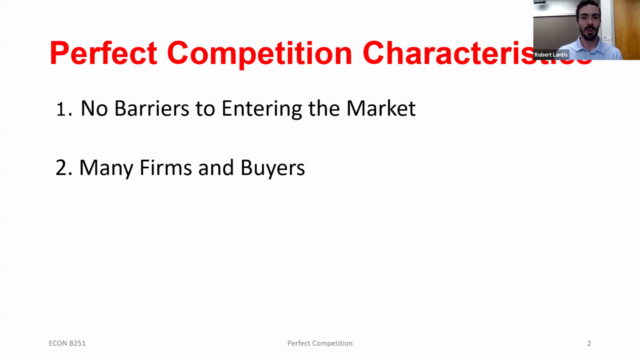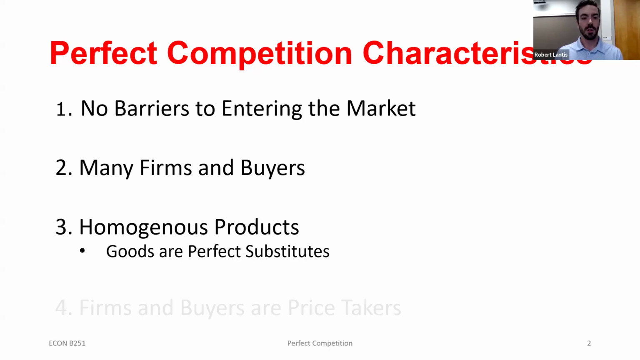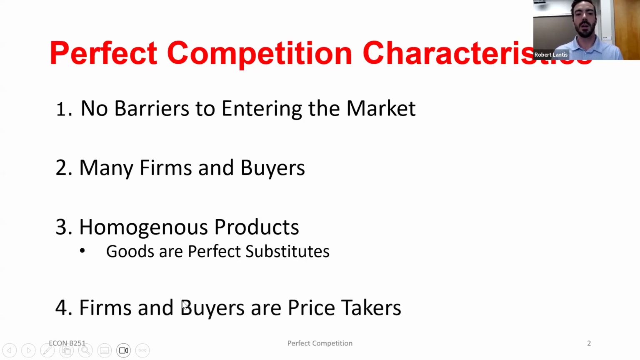That produces an additional characteristic. So I'll skip ahead here, which is that because we have many firms and many buyers, no one firm or buyer is going to have any influence over the price. So we say every producer or every consumer is a price taker, right? They have to pay whatever the price of that good is on the market. Now, we're also going to assume here that we have perfectly homogeneous products or perfect substitutes.